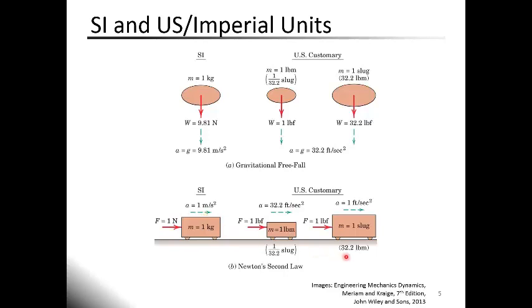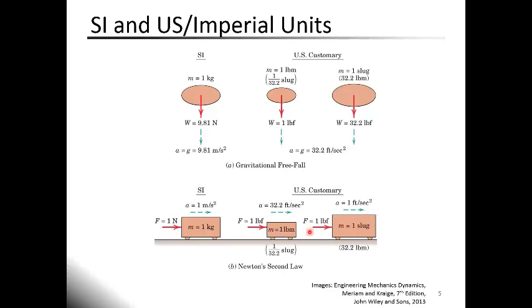If we look at the far right end of the graph, we are using the US units or imperial units. If we have a mass of 1 slug, and we subject this mass to a force of 1 pound force, we'll find that this mass would accelerate by 1 feet per second squared. So the velocity would increase for each second by 1 feet per second.